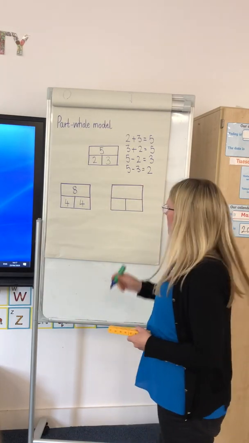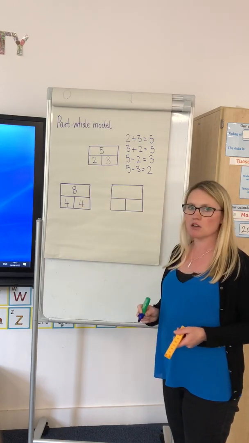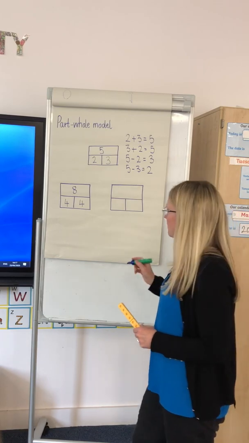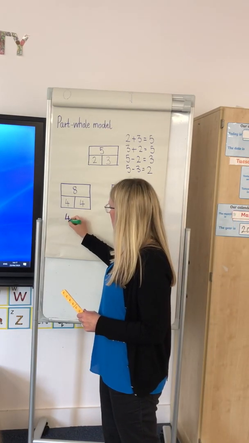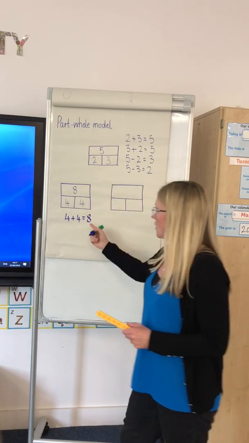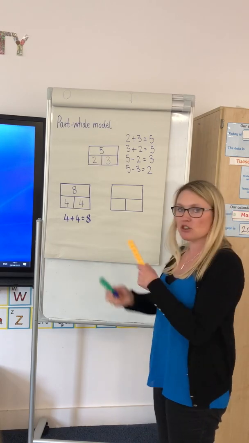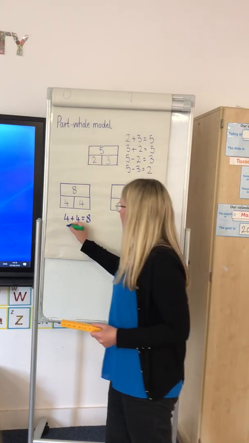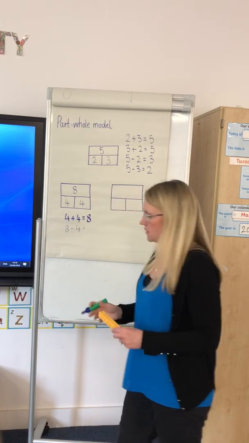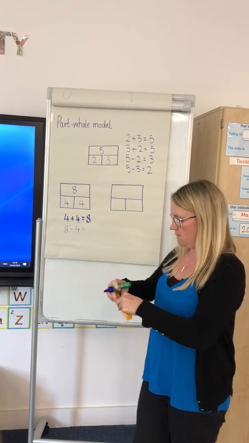There we go. I wonder if you can write some addition and subtraction questions for this part whole model. Perhaps you could have 4 add 4 equals 8. You can't really switch that around because it's a double. And then you could make a subtraction. 8 take away 4 equals 4.